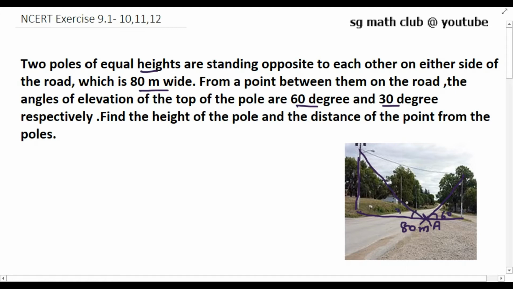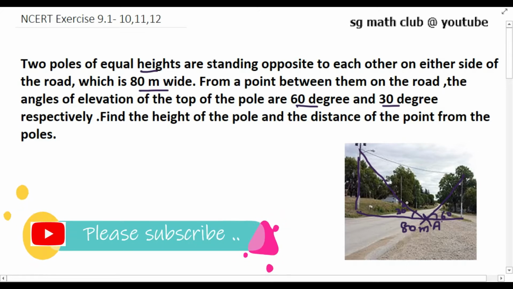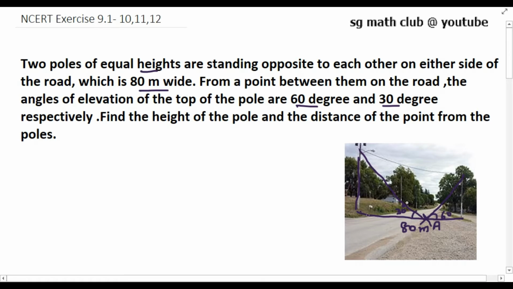As when you go near to the object, the angle of elevation increases, and as we move backward from the object or as we go far away from the object, angle of elevation decreases. So when you move near to the object and raise your head, you need to raise your head more. So the angle of elevation will be more. And when you move away and when you see that object, the angle of elevation will be less.